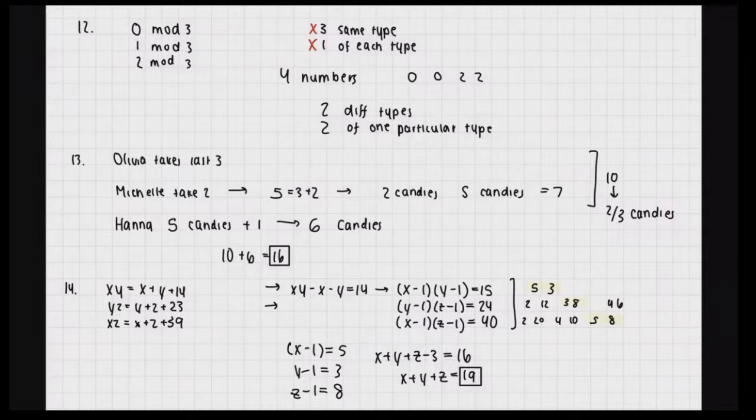Wait, how do you know x minus 1 is 5 and y minus 1 is 3 and all that? Yeah, so that's from looking at the divisors of 15, 24, and 40. Oh, now I get it. Yeah, because you're given that x, y, and z are positive reals, so they're more likely than not integers. Okay, so then moving on, we have 15.